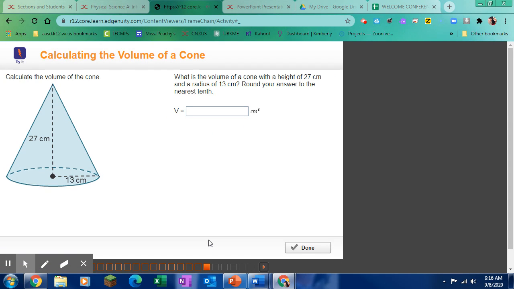Find the volume of the cone. The volume of a cone with a height of 27 centimeters and a radius of 13 centimeters is 4,778.4 centimeters cubed.